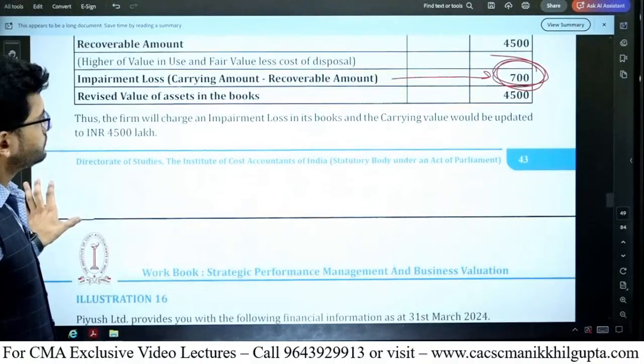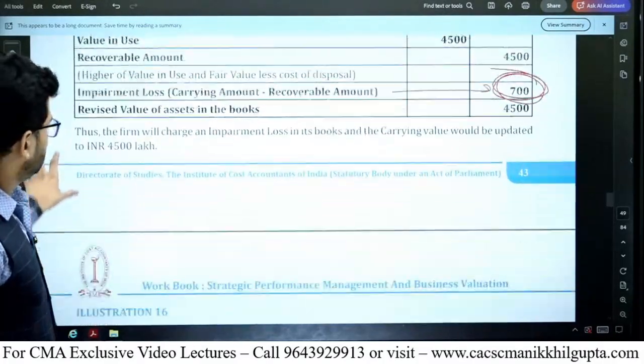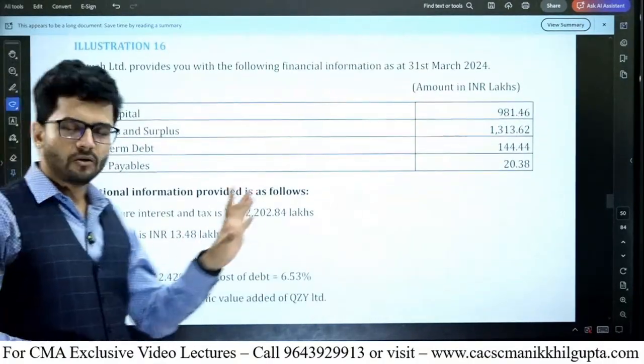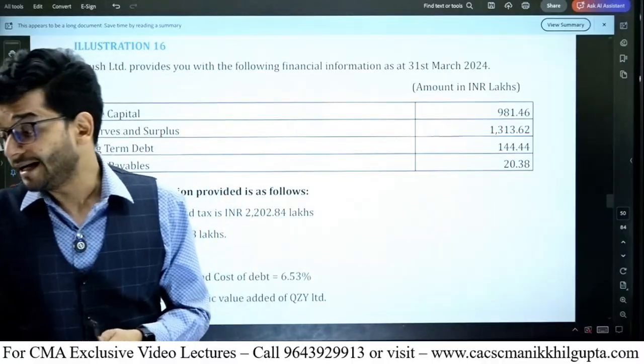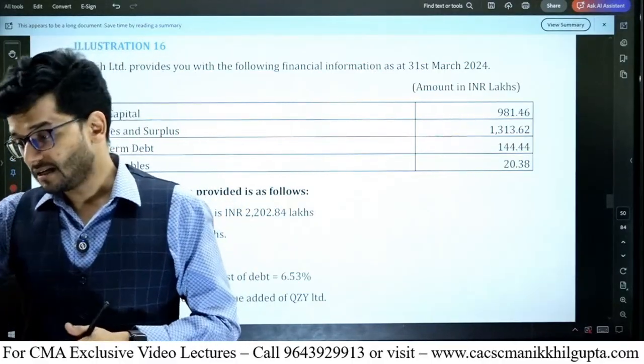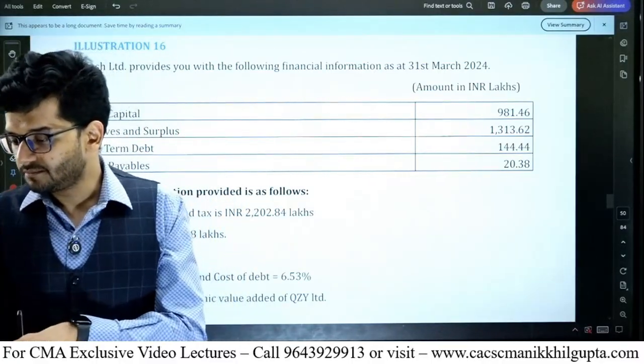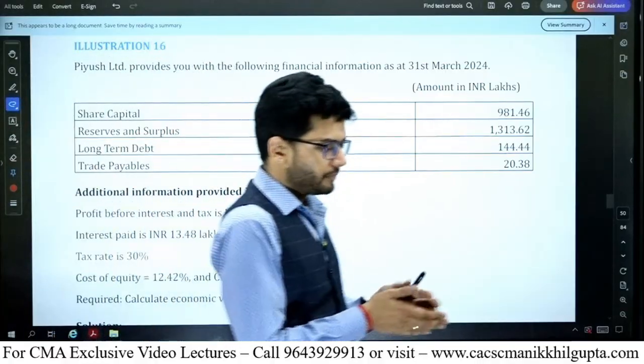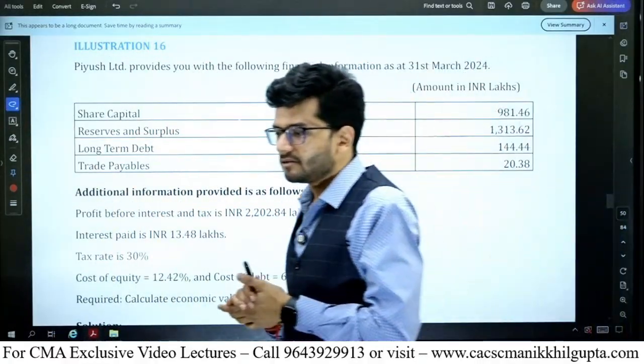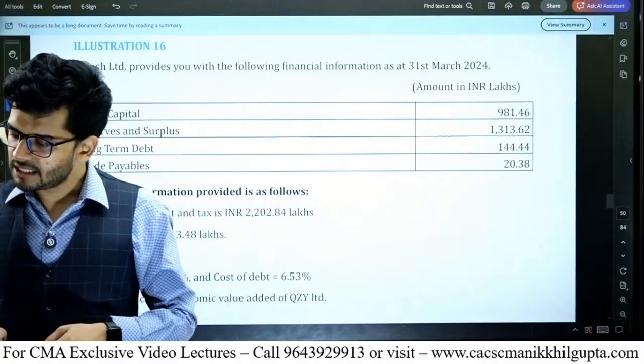Okay, so that is how the question is to be done. A straightforward question. Impairment loss. Ideally this question should have been given in valuation of assets and liabilities, which is there in our module, but it's okay. Okay, now let's come on to the next part of the module, illustration number 16.